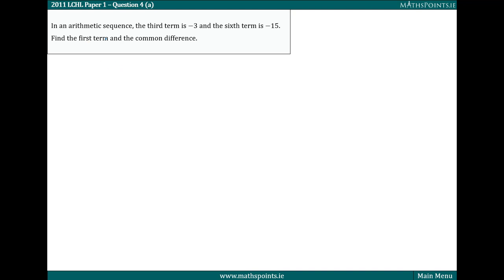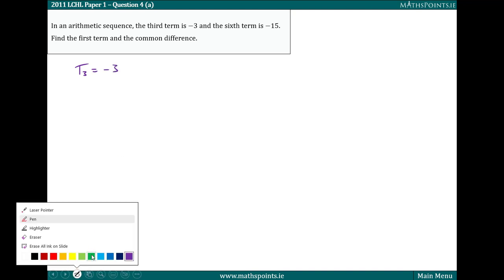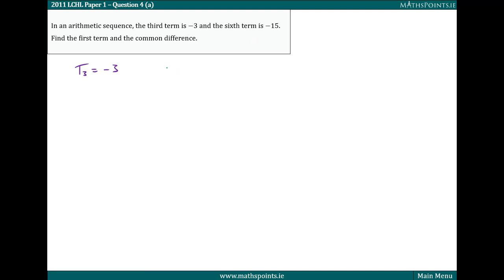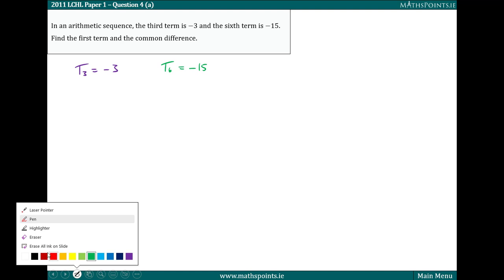Okay, so in this question we've been told that we have an arithmetic sequence and the third term is minus 3. So I'm just going to write down t3 equals minus 3. Just use that notation. So the third term is minus 3 and we've been told that the sixth term is minus 15. So t6 equals minus 15. And we have to try and solve for the first term, a.